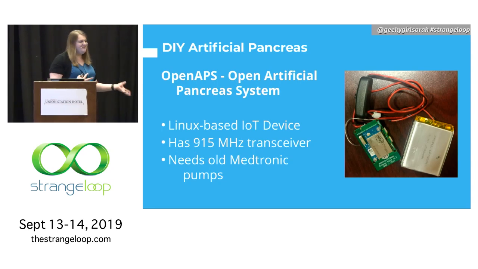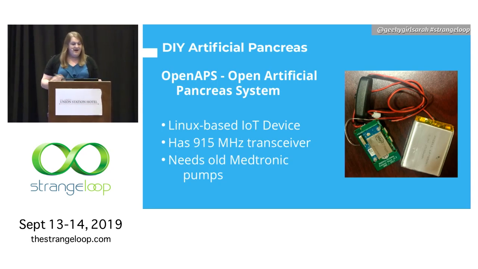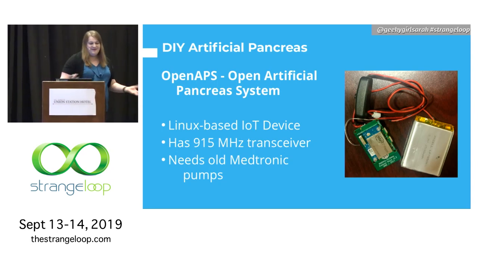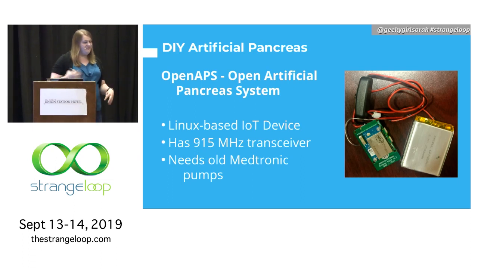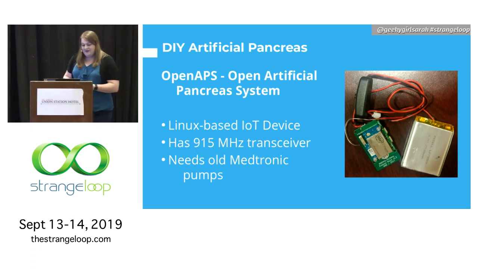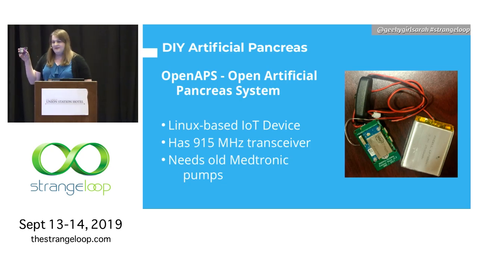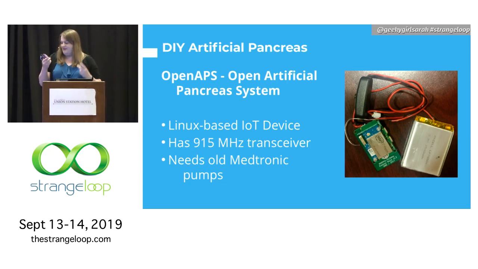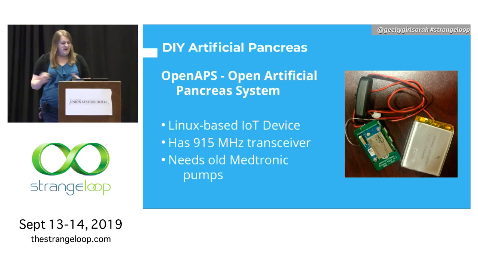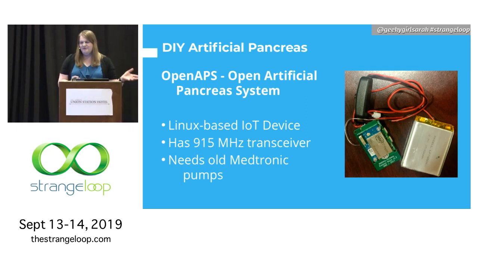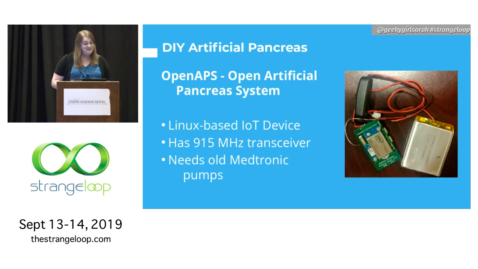There's 3 main systems that are out there. The first one's called OpenAPS, and that's the one I run. It's the Open Artificial Pancreas System. So it's a Linux-based IoT device. This is actually a little chip on there. It runs Linux. It has all the memory and everything on the same chip. It's also attached to a 900 megahertz transceiver board. Your phone doesn't communicate over that frequency, which is why you need the extra device.